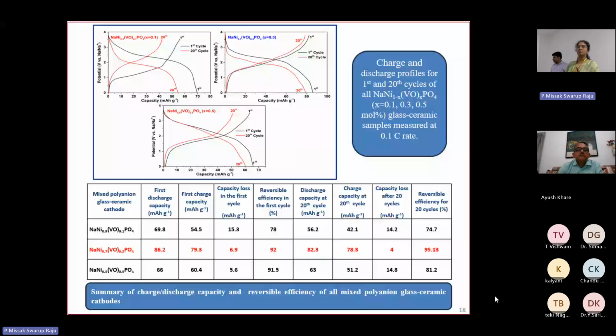Out of these reversible efficiencies, X is equal to 0.3 mole% has the high efficiency value. That value is nearly 92% efficiency in the first cycle and 95.13% efficiency in 20 cycles. Compared to the remaining samples, this is the best sample from the charge and discharge values. So X is equal to 0.3 is the best sample.